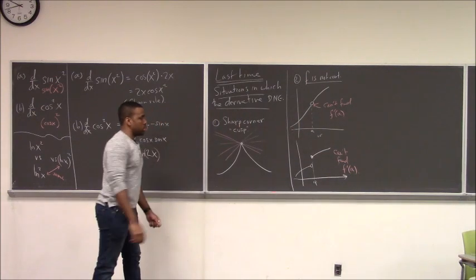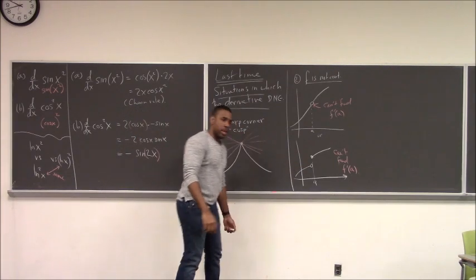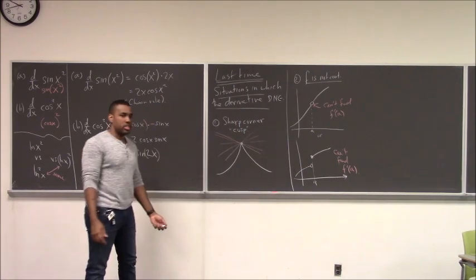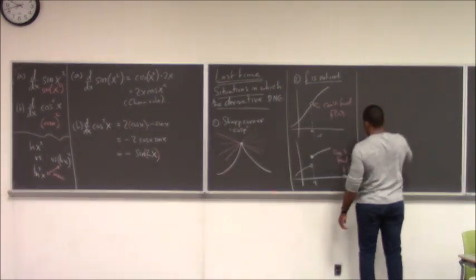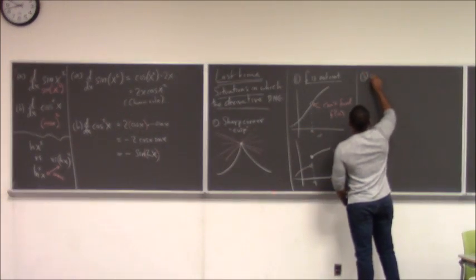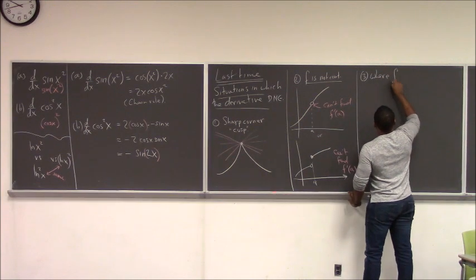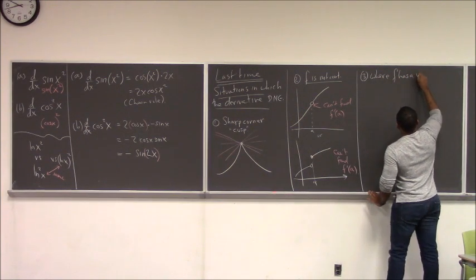There's a jump there, there's empty space. No matter how much you zoom in on an empty space, it's never going to look like a line. And similarly, 3, where f has a vertical tangent line.